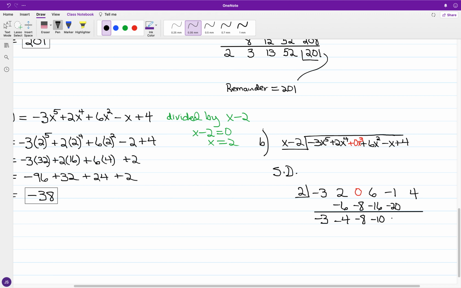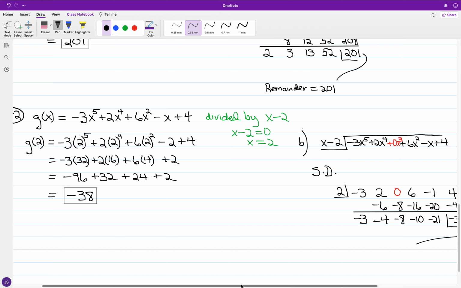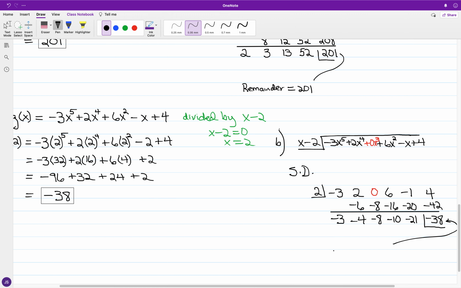Negative 1 plus negative 20 is a negative 21. 2 times negative 21 is a negative 42. And 4 plus negative 42, okay, that will be negative 38. So the last column total is negative 38. And again, just like with the remainder theorem, we have the remainder ending up at minus 38.